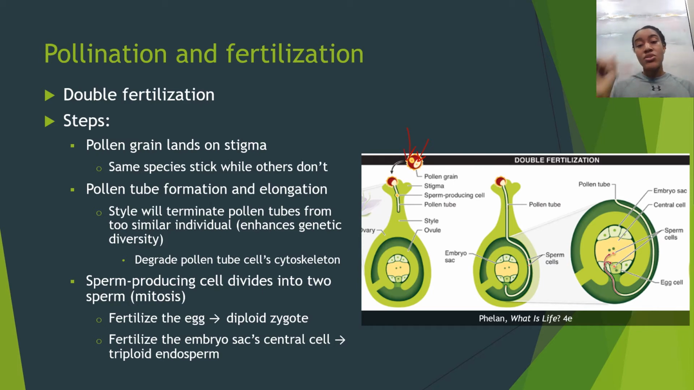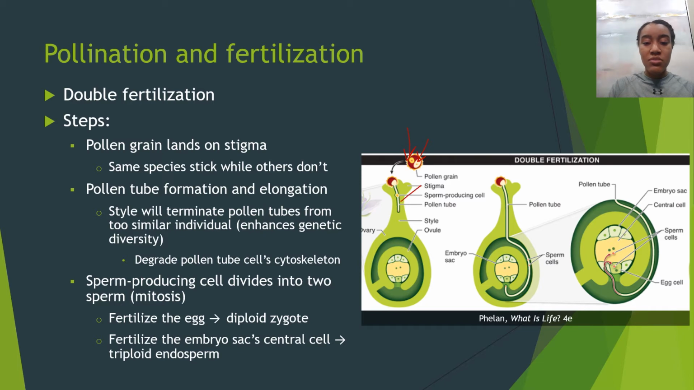Okay, so it sticks to the stigma. If that pollen grain comes from a plant of the same species, then it will continue to stick. If that pollen grain comes from a plant that's a different species, then it'll basically be brushed away and allowed to leave. That way you don't waste time with pollen from a different species altogether, because you will not end up with a viable offspring. So let's say this pollen grain comes from the same species, we're all good to go. Then the pollen tube will start to form.